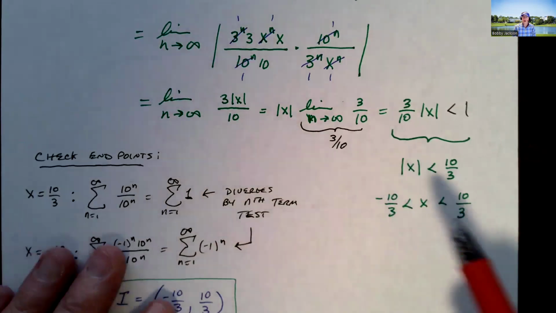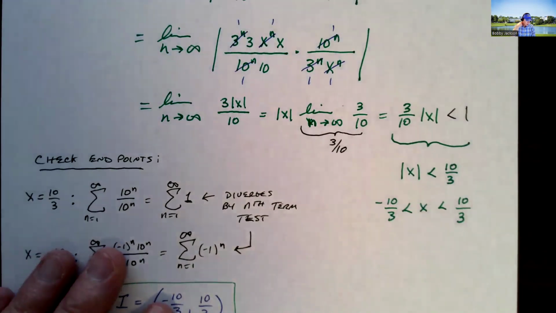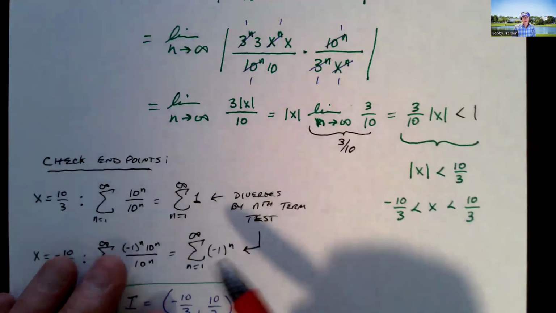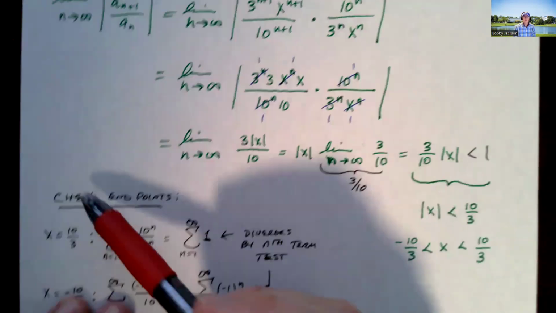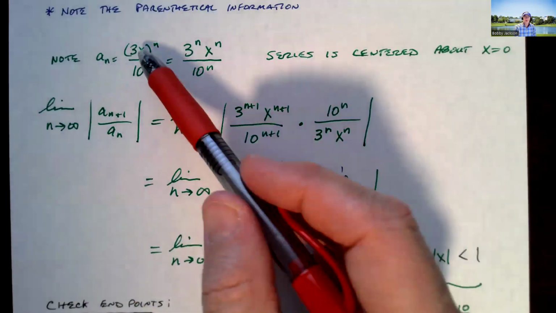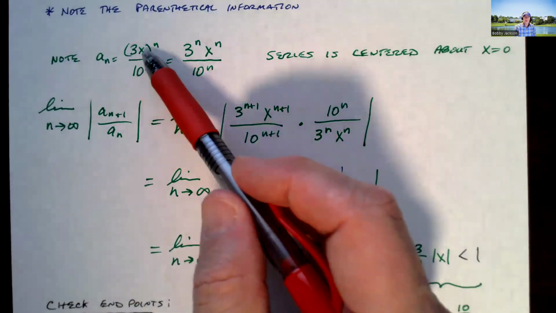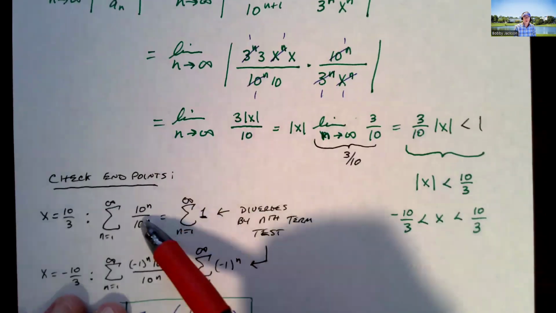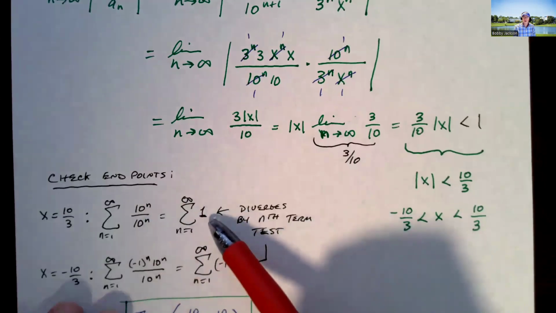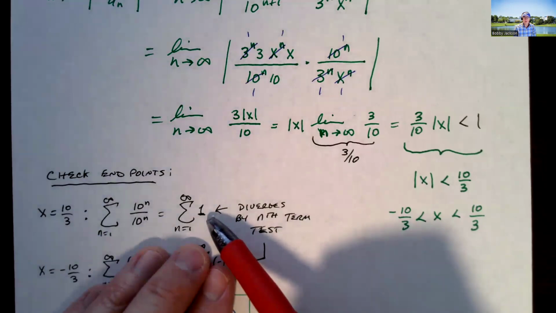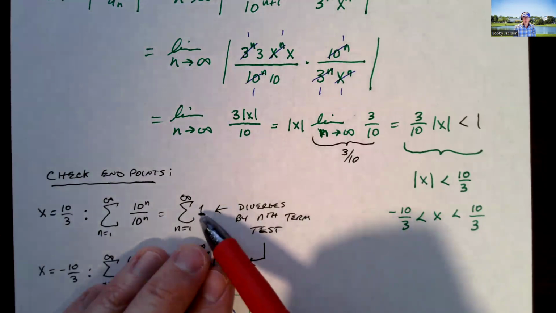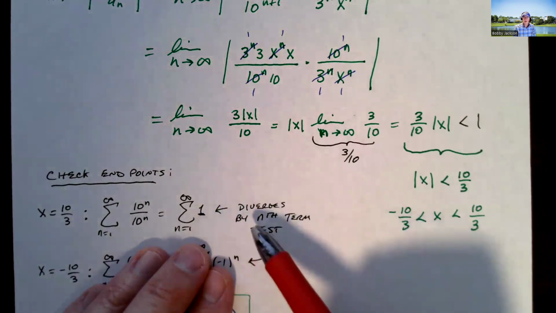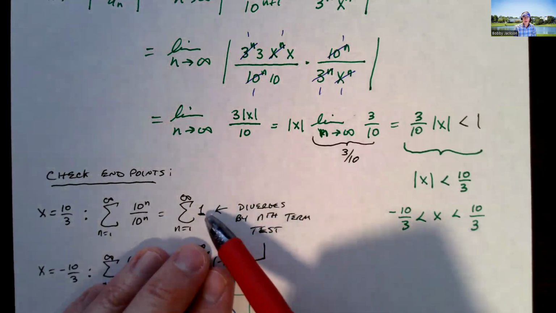Well, we need to check, because in that case, this limit is equal to 1, and so the ratio test is inconclusive. Well, let's take a look. When I plug in 10 thirds into the original power series, notice what happens if I replace x with 10 thirds. 3 times 10 thirds is 10. I'll get 10 to the n divided by 10 to the n, which is just 1 for any value of n. And so what's this series? 1 plus 1 plus 1 plus 1 plus 1 plus 1. Clearly that diverges. You can certainly see the a sub n is 1. Take the limit as n goes to infinity of 1, you get 1, which is not 0, and so it diverges by the nth term test.